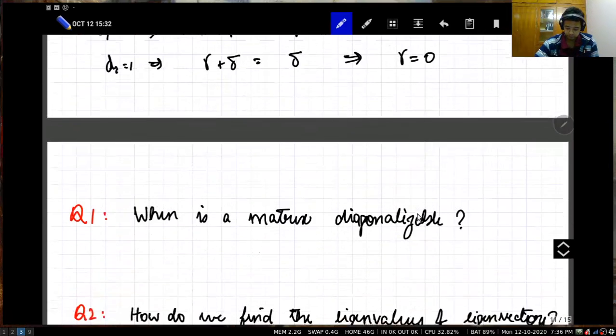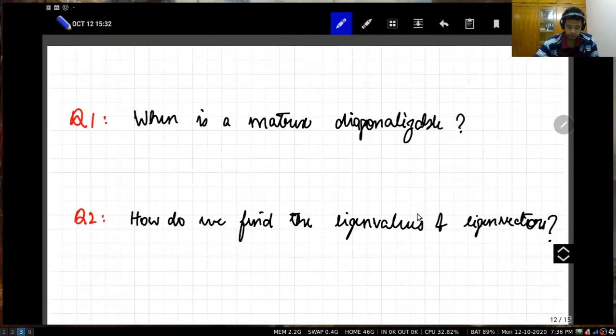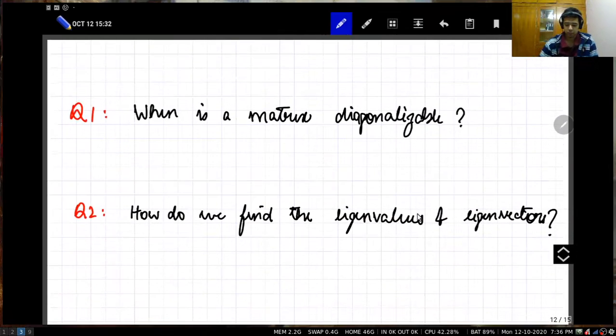The questions we would like to address in the next couple of lectures are the following. The first is, when is a matrix diagonalizable? What are the conditions for a matrix to be diagonalizable? The second question is, suppose that a matrix is diagonalizable, how do we find the eigenvalues and eigenvectors of the matrix A? We'll try to answer these questions and more in the next couple of lectures.